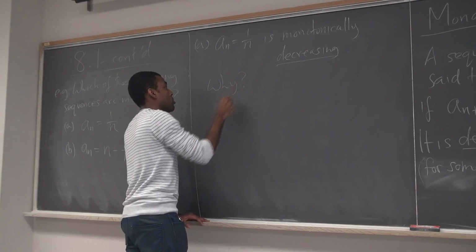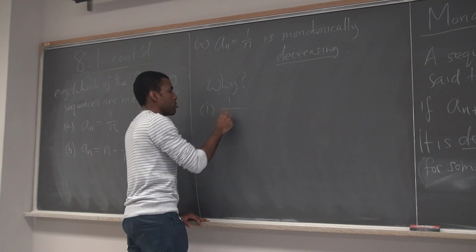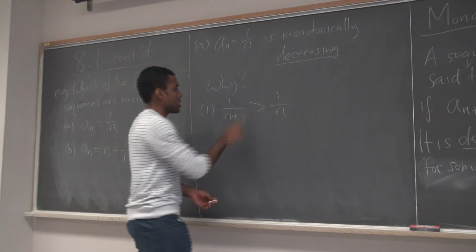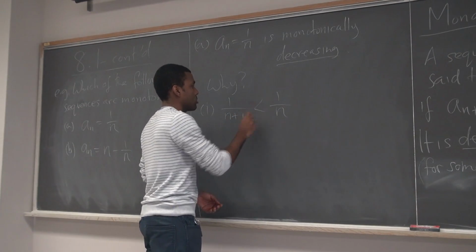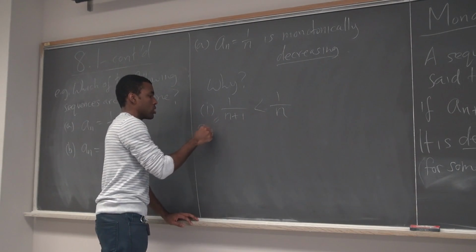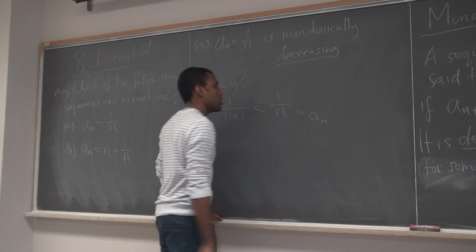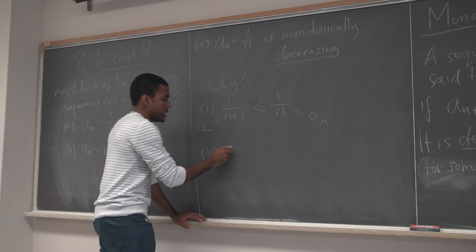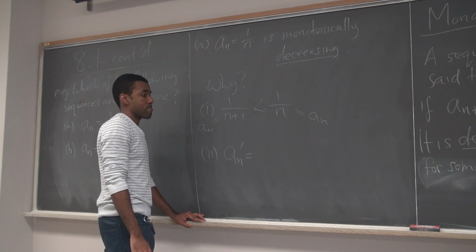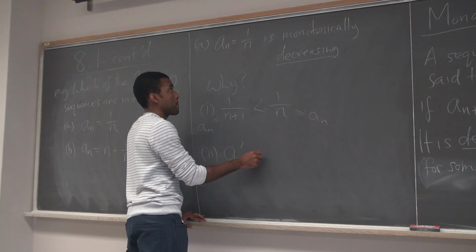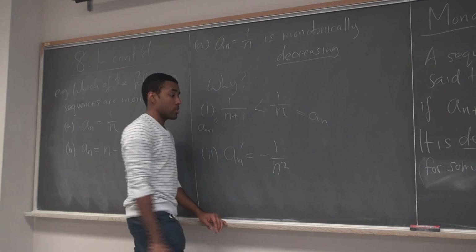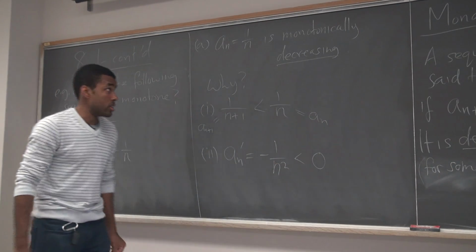Why? Because notice that 1 over n plus 1 is always less than 1 over n. Each new term, this is the a n plus 1 term, is always less than the a n term. Also, if I take a n prime, I would get minus 1 over n squared. n squared is a positive number, so I'm taking the negative of a positive number. This is always less than 0 once my n is 1 or bigger.